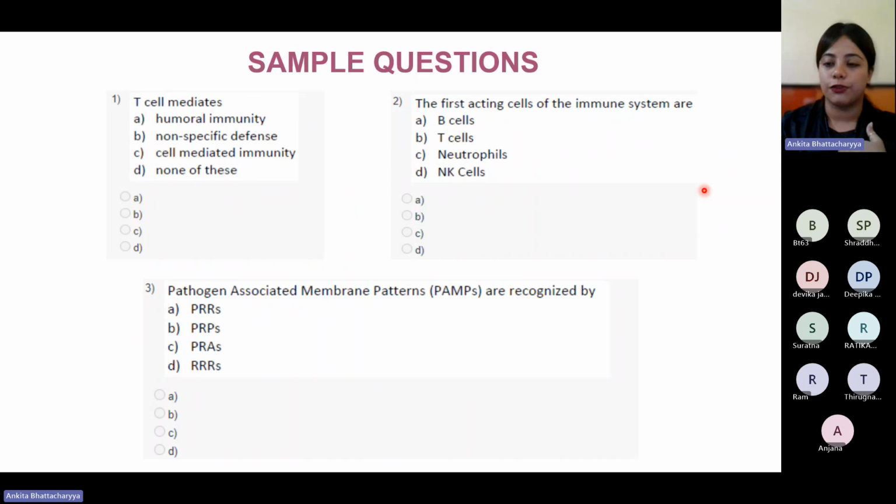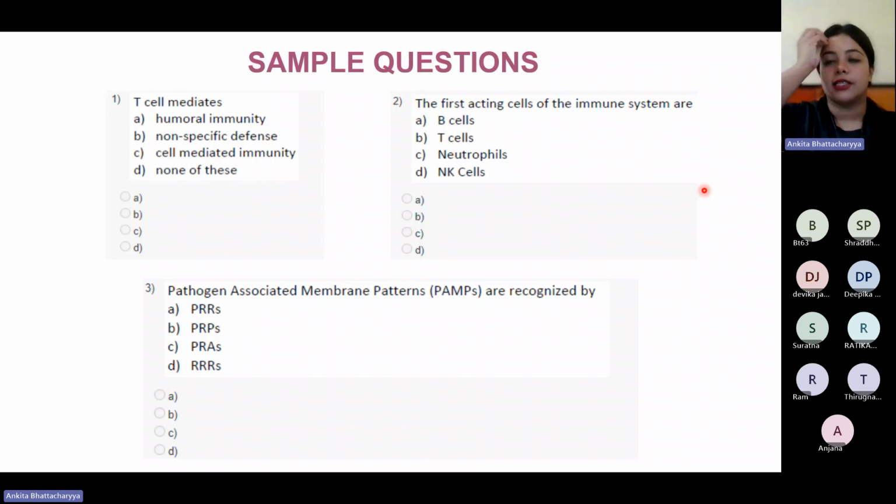Now we'll go through a few questions from previous years so that you can get an overall overview of the concepts. The first question is: T cell mediates humoral immunity, non-specific defense, cell-mediated immunity, or none of these. The correct answer would, of course, be that it mediates cell-mediated immunity. It also regulates humoral immunity, but does not do so directly. So that is the job of T cells.